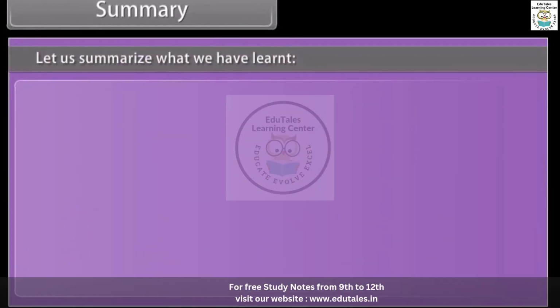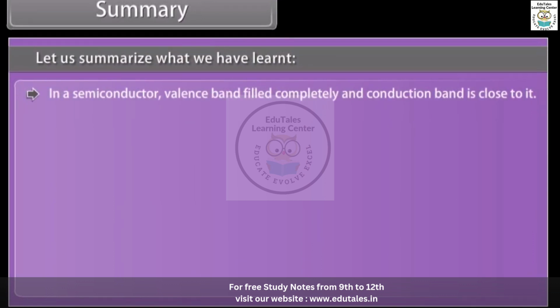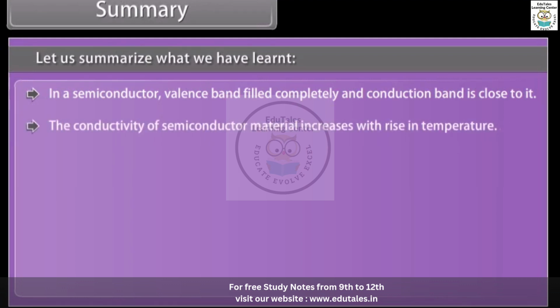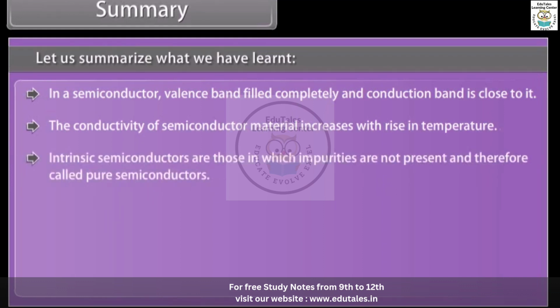Summary. Let us summarize what we have learned. In a semiconductor, the valence band is filled completely and the conduction band is close to it. The conductivity of semiconductor material increases with a rise in temperature. Intrinsic semiconductors are those in which impurities are not present and are therefore called pure semiconductors.